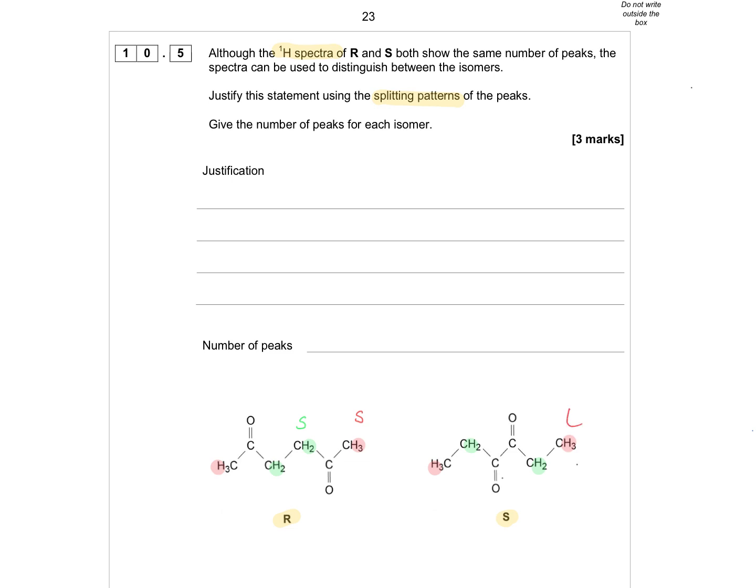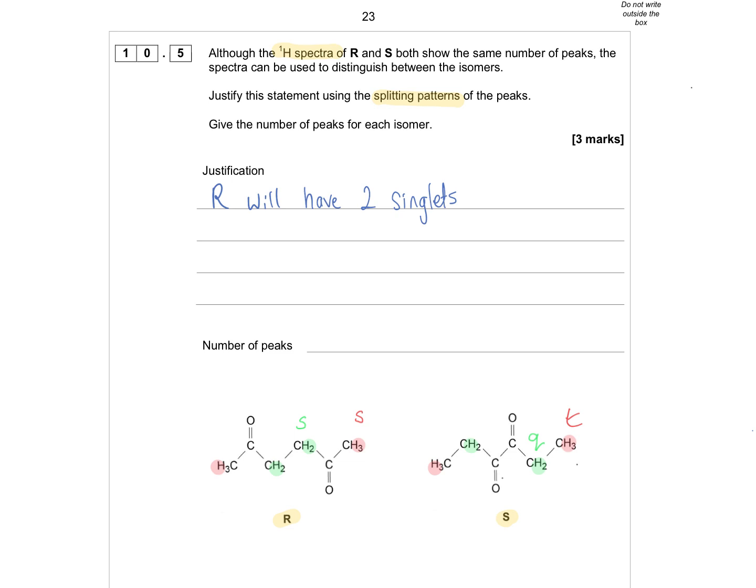So we're again going to get two peaks because of the symmetry, but the CH2, because it's next to the CH3, is going to be split into a quartet, and the CH3, because it's next to the CH2, is going to be split into a triplet. If you remember, the splitting rules are that they split into n plus 1, neighbours plus 1.